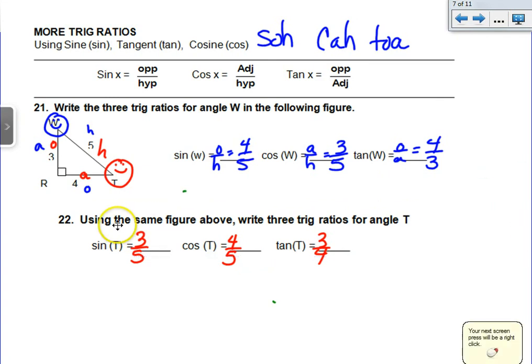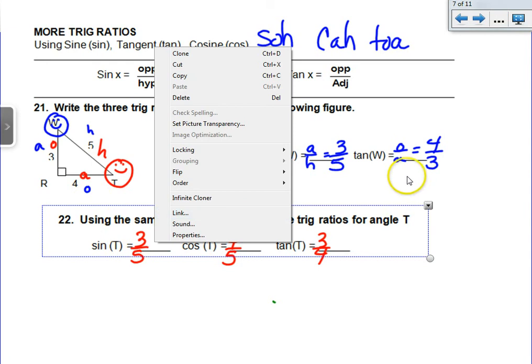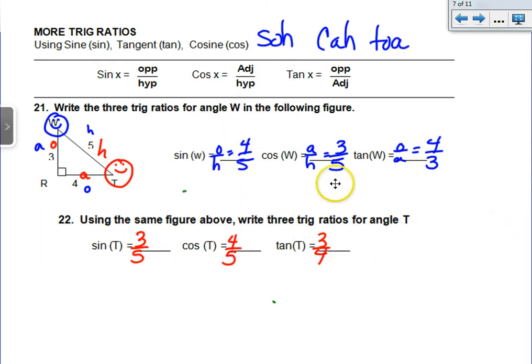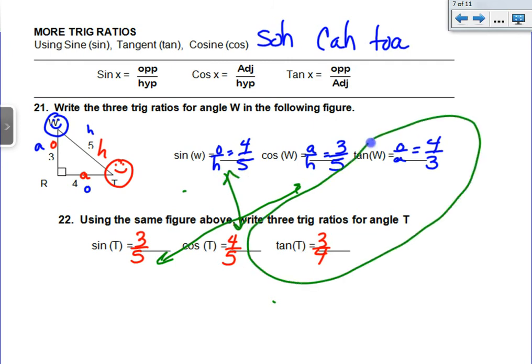The sine and the cosine of the two angles are the same. So the cosine of w is equivalent to the sine of T. And the same thing here and here. And then you should notice that the tangent of the two opposite angles are reciprocals of one another. And that's always going to happen.